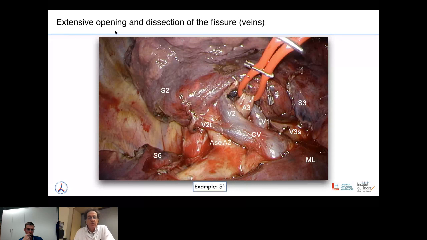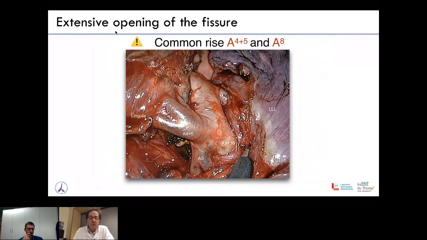So let me give you a few examples of why it's necessary to dissect extensively in the fissure. Let's presume that you are performing a basilar segmentectomy. You have the artery to segment 6. And if you are happy with the discovery of the basilar trunk without dissecting the fissure, you will probably staple the basilar trunk here.